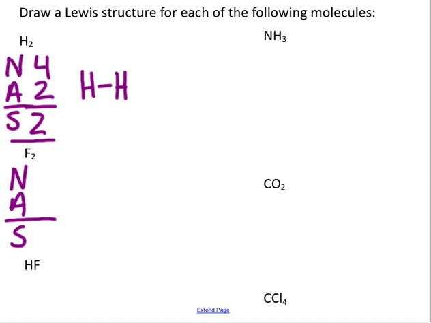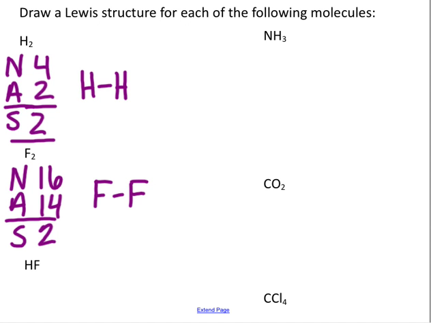Needed, how many do we need in a perfect world? Each needs 8. 8 plus 8 is 16. How many do we actually have? Fluorine has 7 for each, right? So that is 14. When you subtract, that means we're going to share 2 electrons. The 2 electrons we're going to share are going to be in a bond. They have to be, so that's our one bond.